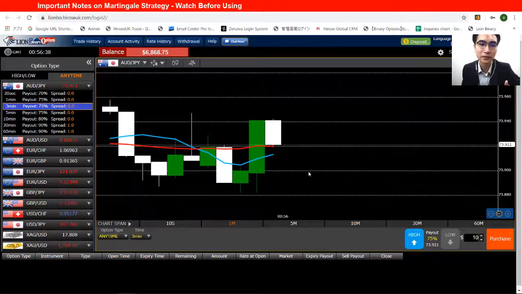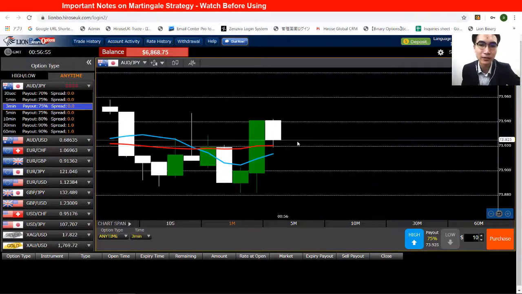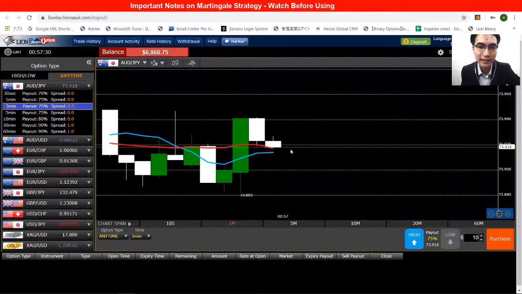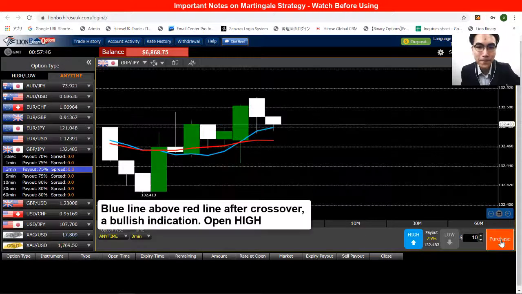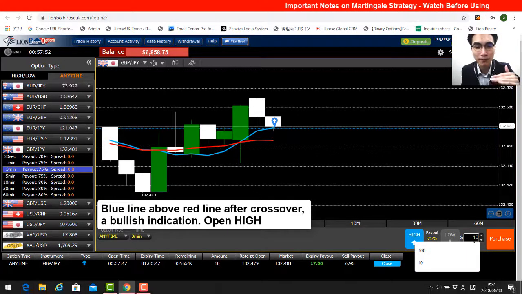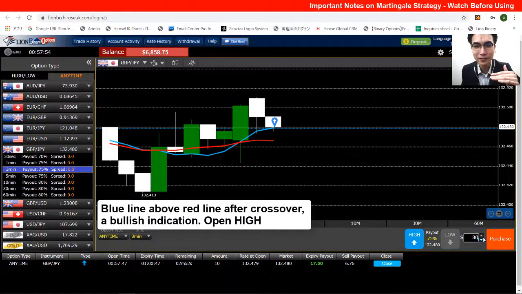So now I will just look for another currency pair to trade with. Let's see a bit here. All right, I just placed a high here because the blue line is on top of the red line after crossing over.